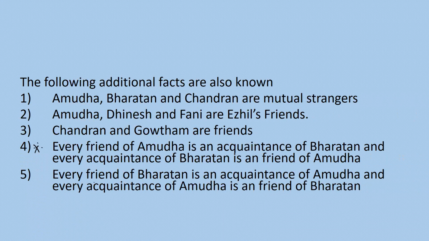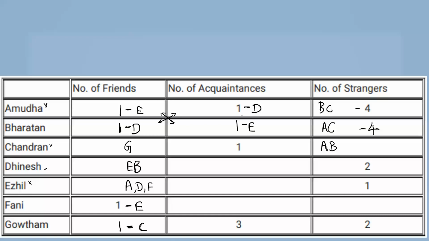So that is what it means: every friend of Bharatan is an acquaintance of Amudha, and every acquaintance of Amudha is a friend to Bharatan. So I have filled in this. Who are the rest of the 2 persons? B, C, E, D have come into play, so the rest of the 2 persons are Funny and Gautam. Similarly, A, C, D, E have come into play, so Funny and Gautam should be filled in.